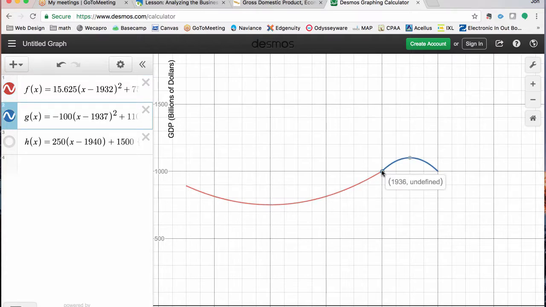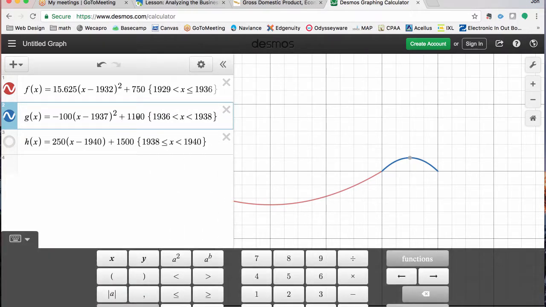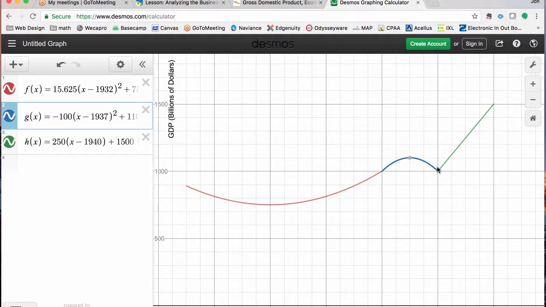And as soon as it transitions, now we've got a new function making sure it goes the other way. Again, there's my function, and I had to tell that one to work from 1936 up to 1938. But then after 1938, guess what? We switch again and we go to that linear function. And so now you can see there's that line showing the increase of the economy from 1938 on. So that's how you do piecewise functions with your Desmos calculator.